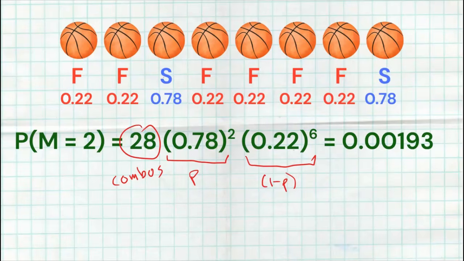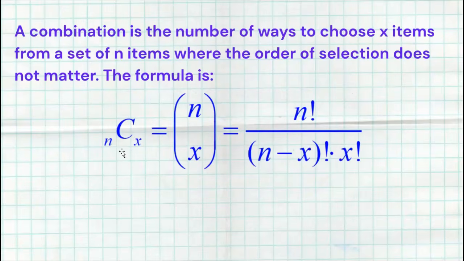Now, hear me out. I'm about to show you this shortcut to figure out the number of combos. You're not going to like it. The math is a little bit weird, and you might not even recognize some of it, but don't worry, because I'm going to show you how your calculator can do all of it for you. This goes back to something you might have learned in another class, combinations. A combination is the number of ways to choose X items from a set of N items where the order of selection does not matter.